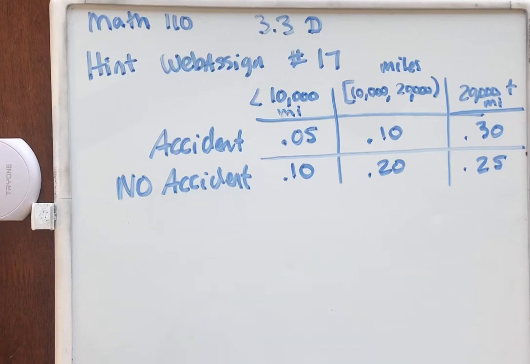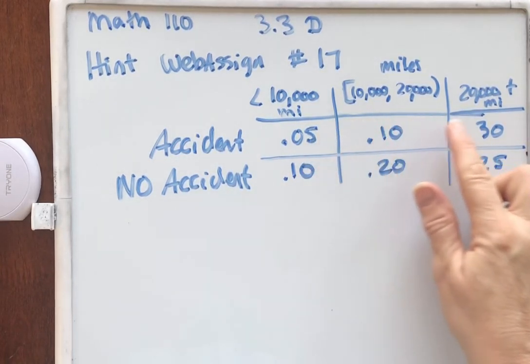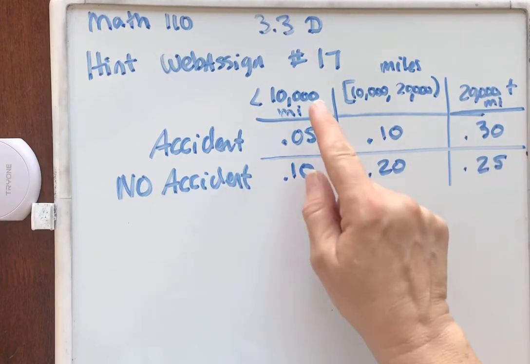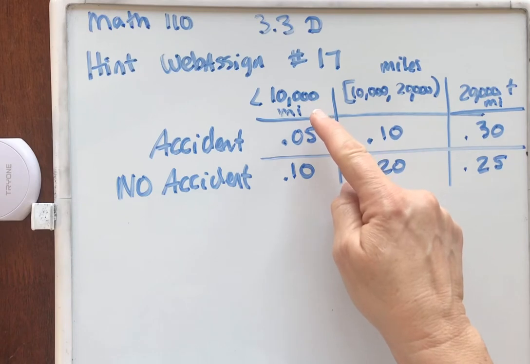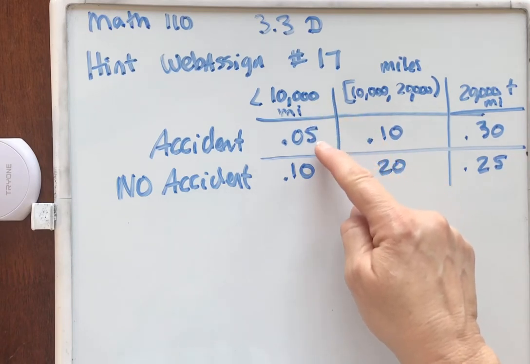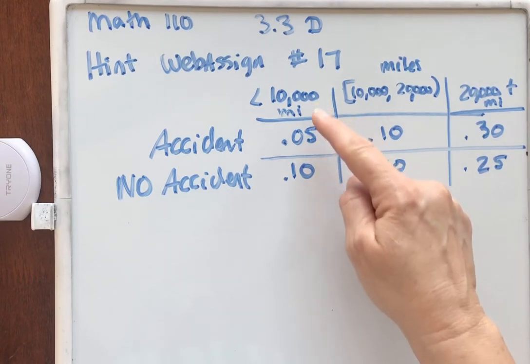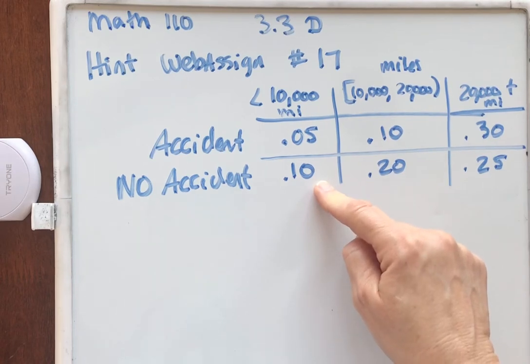This is a hint for web assignment number 17. So here's a problem, and I made these numbers up right in here. Right here, we're looking at a person who drives less than 10,000 miles. Probability of getting in an accident is 0.05. Probability of not getting an accident is 0.10.